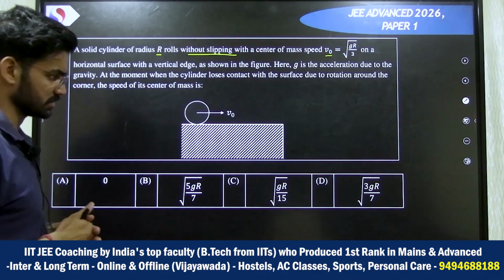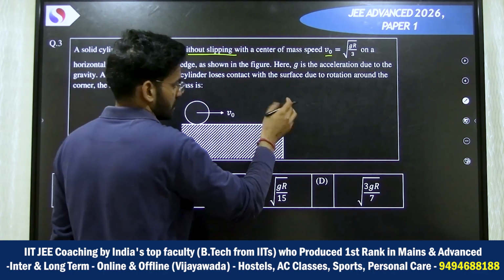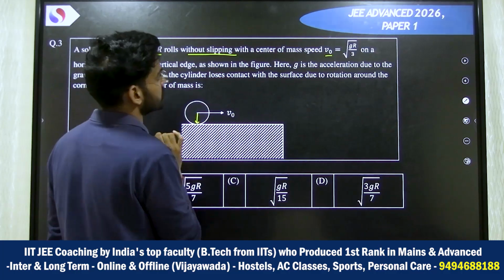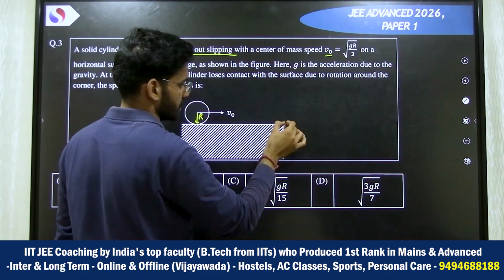Obviously 0 is not the answer, right? So what is happening here is that I will draw it a little bit bigger. Okay, so this is R, obviously R is given, right? Radius R given. So this is capital R. I am drawing it a little bit bigger here.